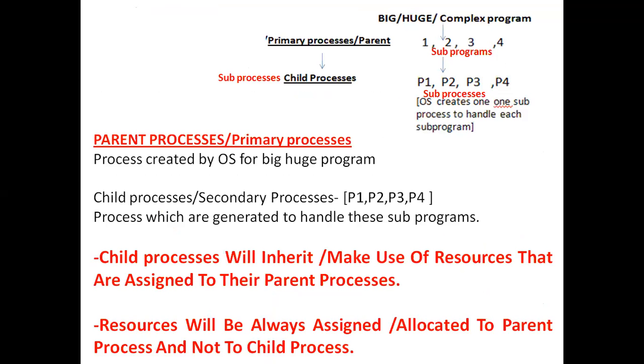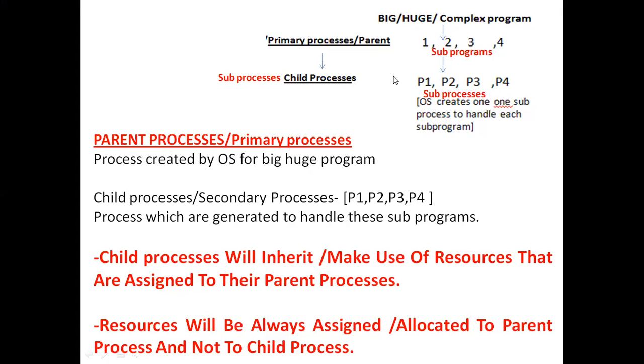Again, the information regarding the parent process, also called a primary process. So what are these basically? The processes created by the operating system for a huge, bulky, complex program are called the parent process or the primary process. These primary processes are created by the operating system for huge, big, large, complex programs. And what about the child process? These child processes are also called secondary processes.